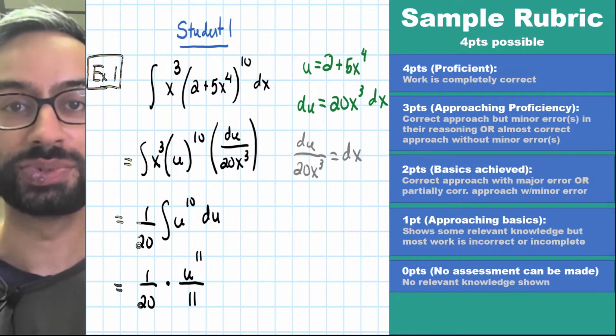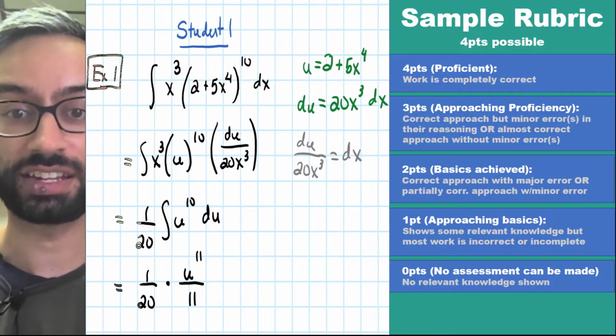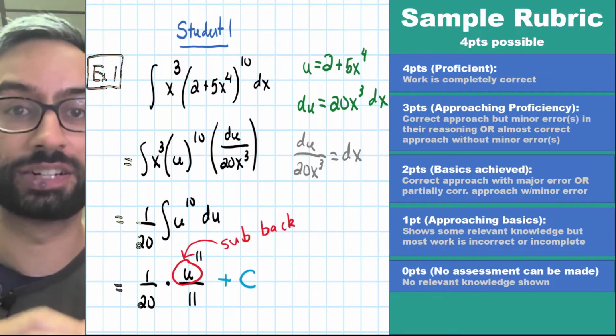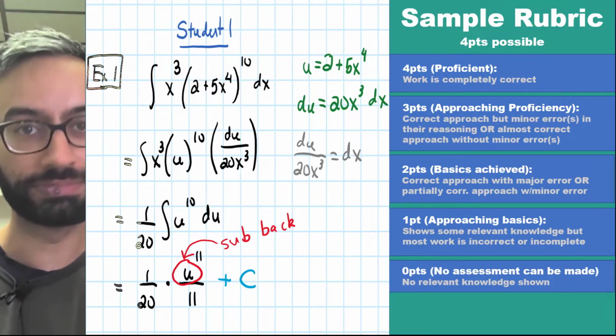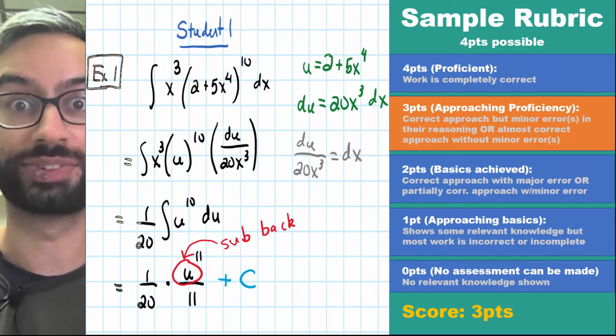Okay, so in this first student's work, they have done the U sub correctly and done the antiderivative, but they forgot to sub back in for what U equaled, and they are missing their plus C. So having a couple of super minor errors like this means they're approaching proficiency. This would earn 3 points.